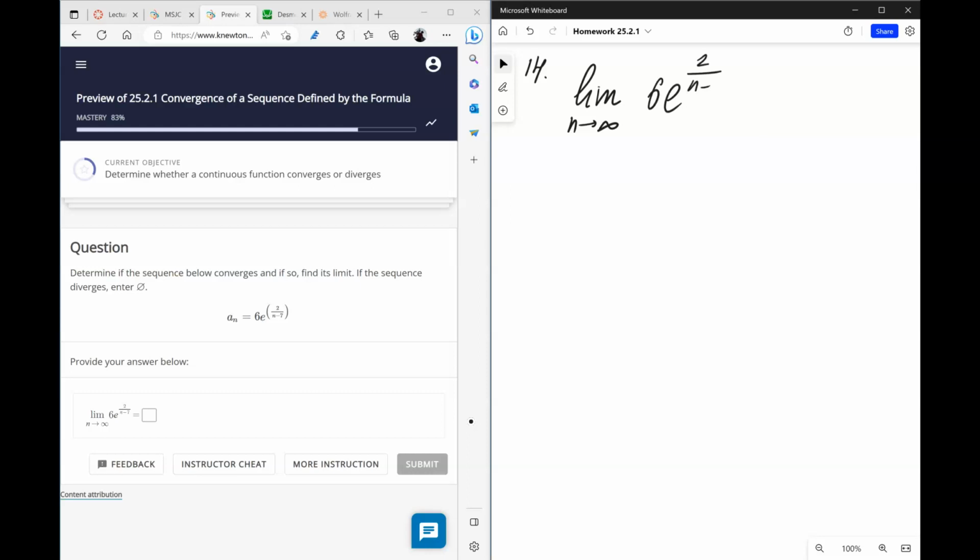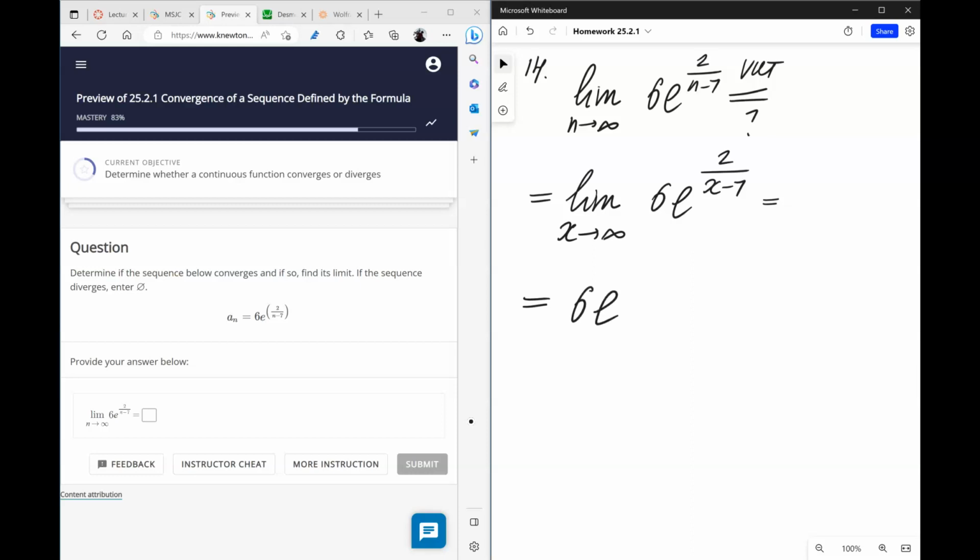6e to the power 2 over n minus 7. We're going to use the very useful theorem conditionally. So the limit as x goes to infinity of 6e to the power 2 over x minus 7. In this case, it seems like it's just a continuous function everywhere except x equals 7. So we plug in infinity, we get e to the 0, so the answer is just 6. Alternatively, if we want to be more formal, we can pass the limit through the continuous function, and then this is what we get: 6e to the power 0, which is 6.